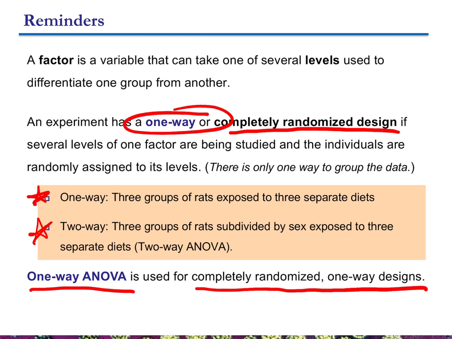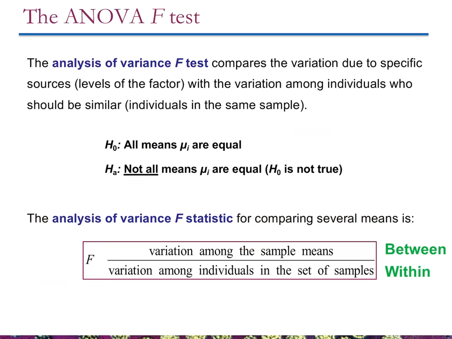Okay, so let's look at the ANOVA F test here. The analysis of variance F test is going to compare, as I said, variation due to specific sources, levels of the factor, with the variation among individuals who should be similar. So again, we're looking at variation between sample means and comparing that to variation within the samples themselves, all right? And again, our null hypothesis is that all the population means are equal, which is just a fancy way of saying that all of our samples came from one population. And the alternative is that not all population means are equal. In other words, that our null is not true.